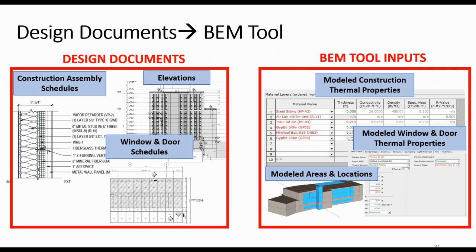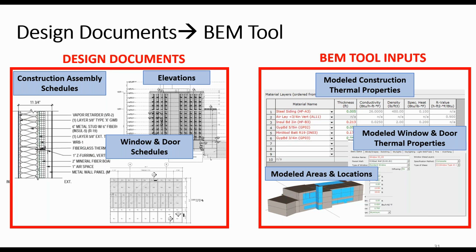But first, we're going to start just by discussing the relevant information in the design drawings for building envelope and the BEM tool inputs. So in the design drawings, we have our construction assembly schedules, so the layer by layer assembly schedules. We've got elevations that show us building areas, window placements, areas of different wall types. And then we have our window and door schedules.